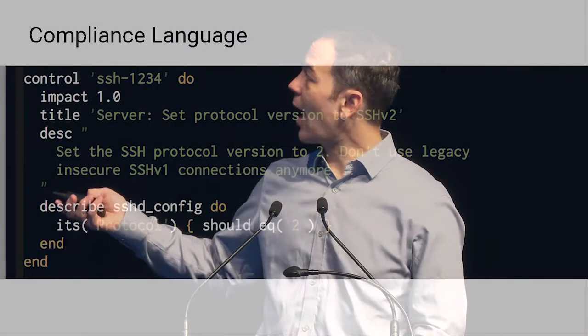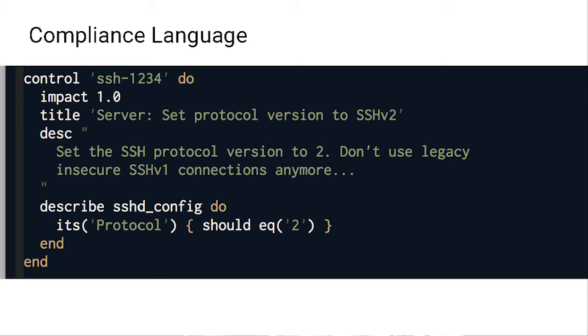So this is what InSpec looks like. It's a compliance language. It's a very high-level domain-specific language. We're going to describe the configuration file or the resource on the server, how we would like to see it. It uses the spec style of testing framework. So if you've seen RSpec or serverspec or any of those style of testing tools, you've seen this high-level description of the results you want to see. I want to see the protocol should equal 2.